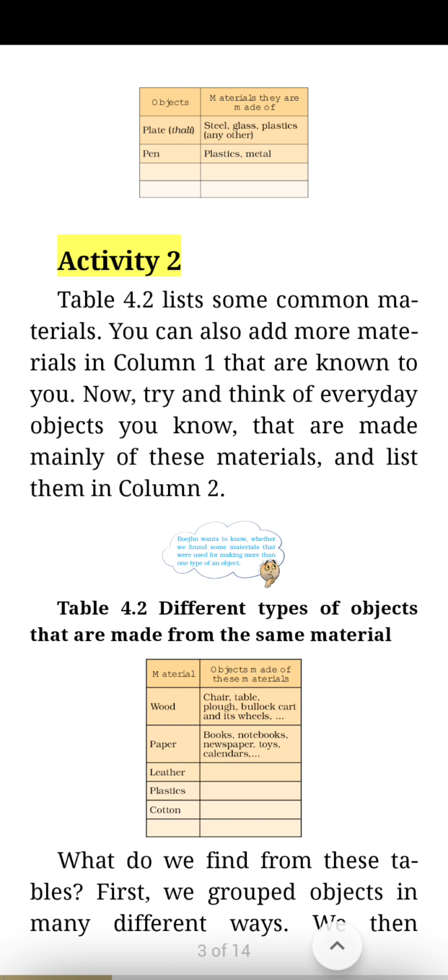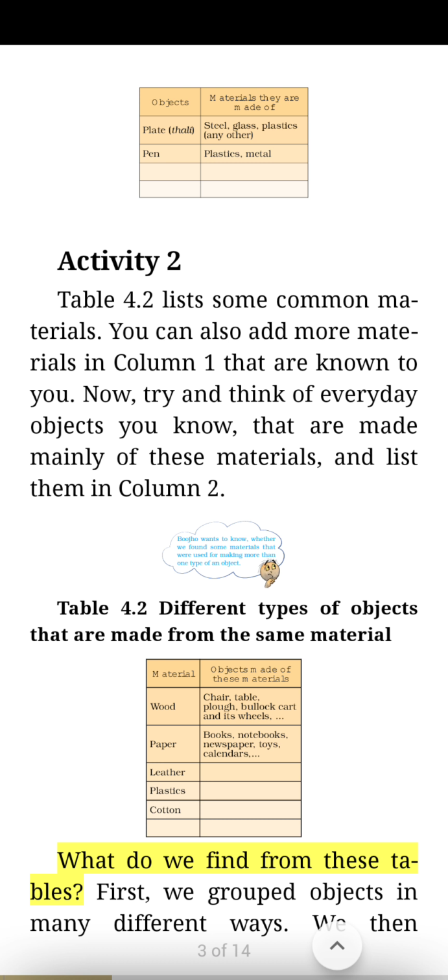Activity 2. Table 4.2 lists some common materials. You can also add more materials in column 1 that are known to you. Now, try and think of everyday objects you know that are made mainly of these materials, and list them in column 2. Table 4.2 Different types of objects that are made from the same material.